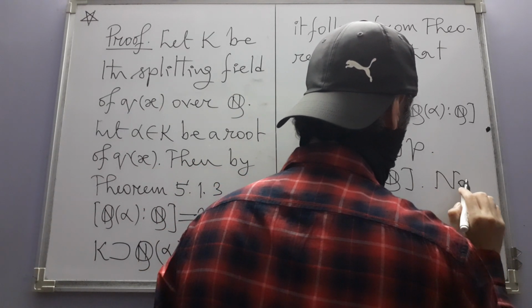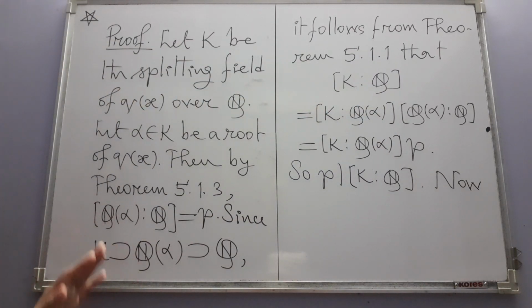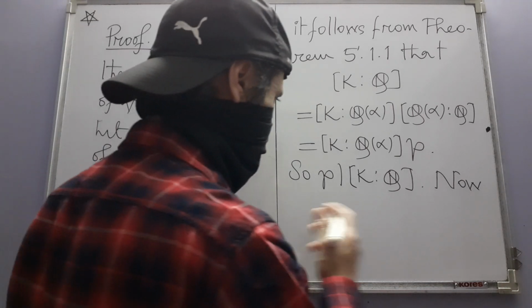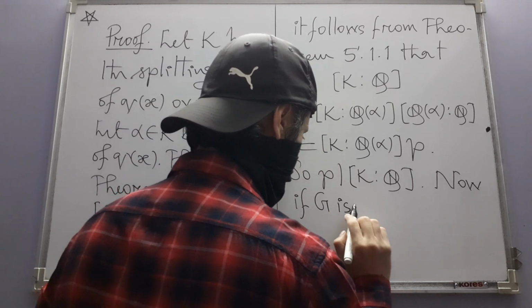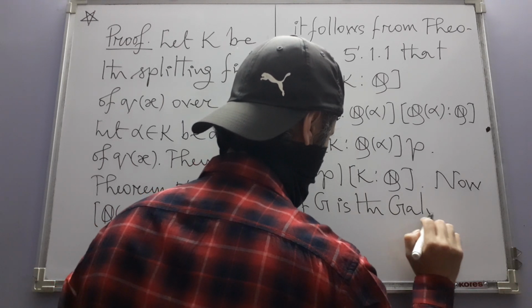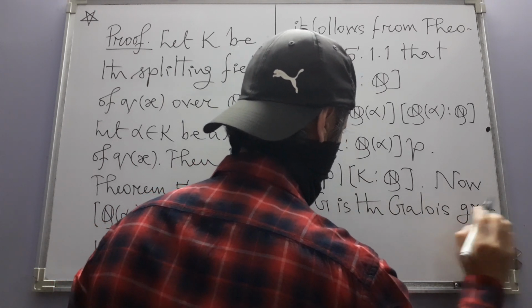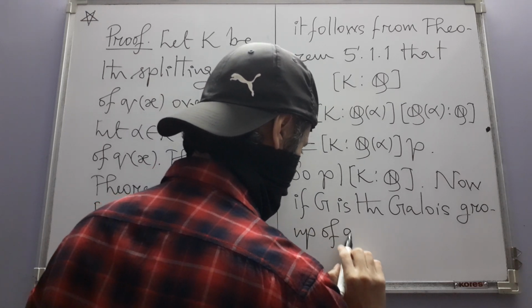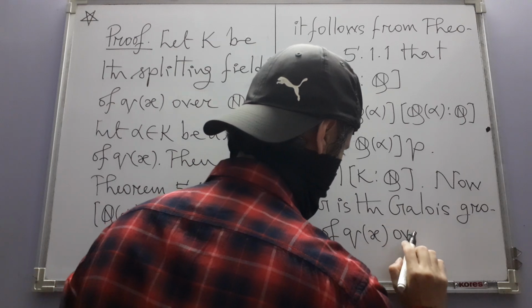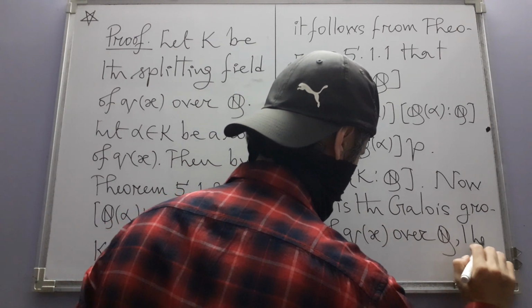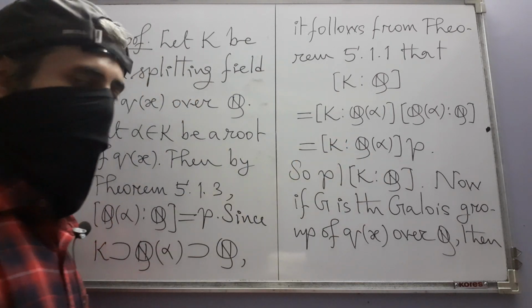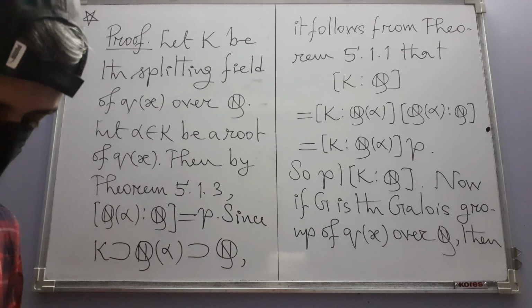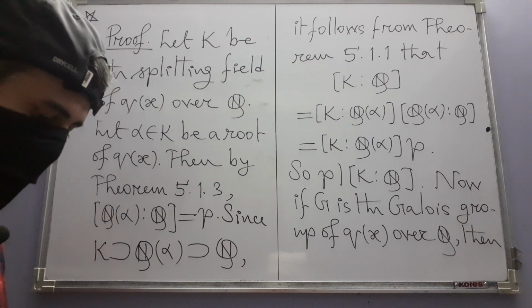Now we next consider the Galois group of the polynomial q(x) over Q. Since K is the splitting field, again we are going to need one more theorem. Now if G is the Galois group of q(x) over Q, then there is a relation between the order of G and the degree of K over Q. They are the same actually. And that comes from this Theorem 5.6.4.